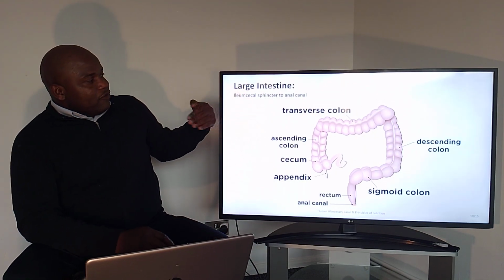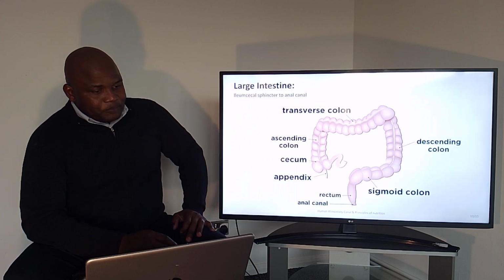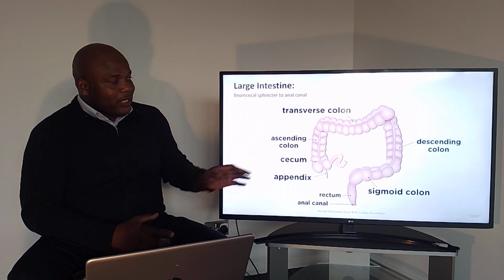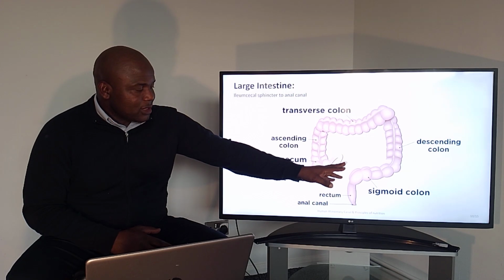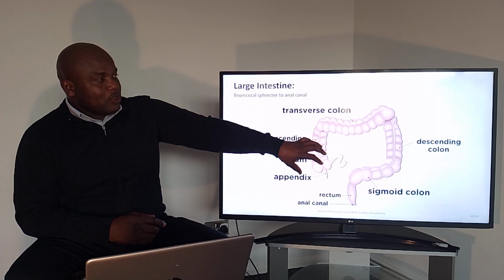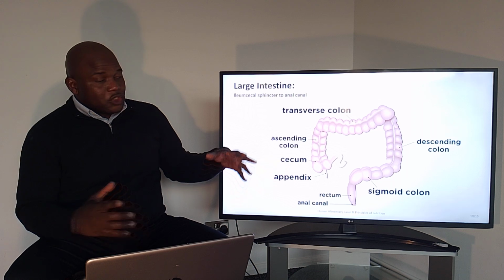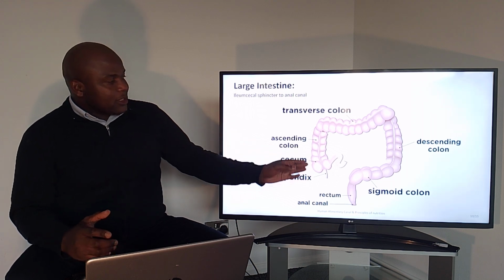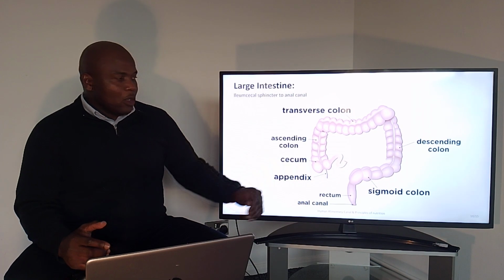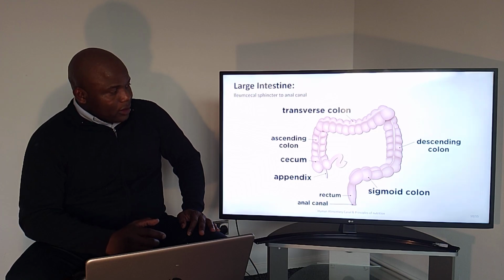From the small intestine, food passes on to the large intestine via the ileocecal sphincter to the anal canal. This is the area where we transit from the small intestine to the large intestine, which has a bigger radius but is shorter in length. So it goes ascending colon, transverse colon, descending colon, up to the sigmoid colon, rectum, and anal canal.